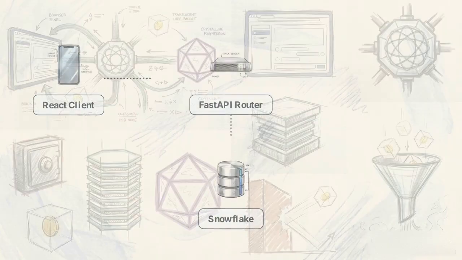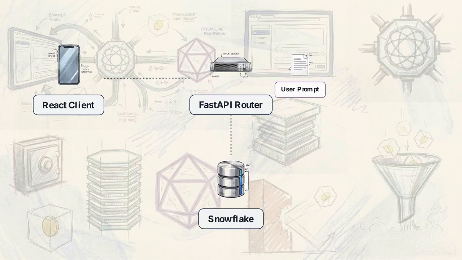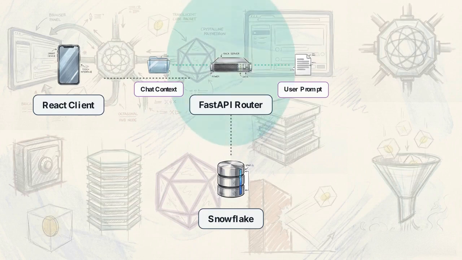Let's track a new request. An authenticated chat packet, carrying its JWT, moves from the React client into the FastAPI router. Before making any calls to an AI model, FastAPI immediately unpacks the payload, extracts the user's prompt, and permanently logs it into a Snowflake table. Simultaneously, FastAPI runs a query against Snowflake to retrieve the historical chat context specifically tied to that user's current session, pulling it back up into the server memory.